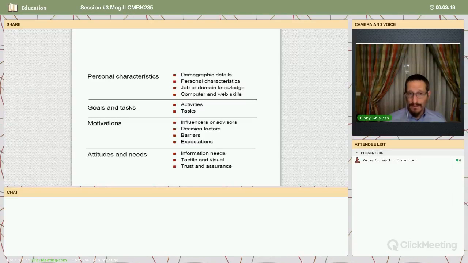What goals and tasks do these people have to do when they get to your website? What activities are you going to have on your website, or what activities do they do that you can relate to? What motivates them? What influences them? Is it fashion? You can build a persona based on their motivations. What expectations do they have? Do they expect to feel the jewelry? Do they expect the jewelry to be exactly the same size as it is in the picture? What are the expectations? And what attitudes do they have?